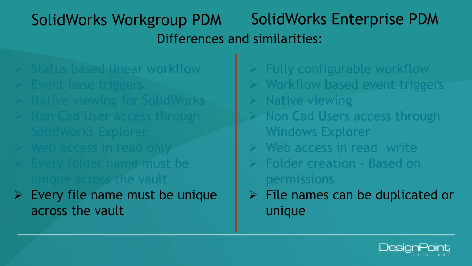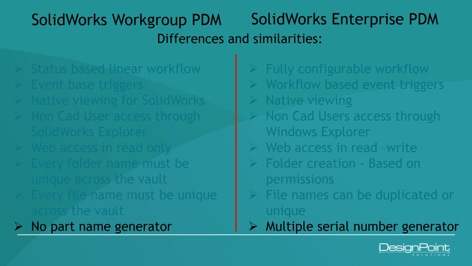In EPDM, you actually have an option. If you want to, you can turn on a checkbox so that you do not allow duplicate file names in the vault. Or if you want to, you can allow it. Additionally, you can turn off duplicate file names for SolidWorks files or CAD files and allow duplicate file names for other types like PDFs or Office documents.